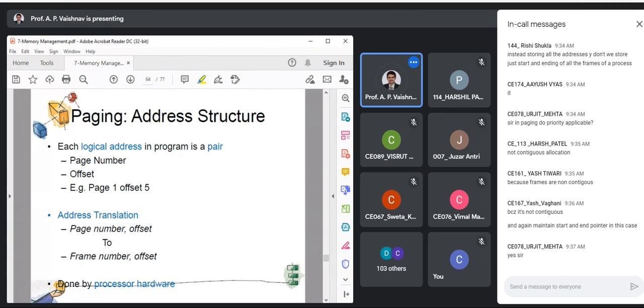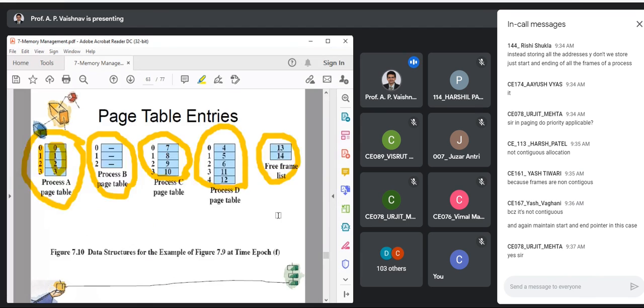Yes, okay. Because it is not contiguous, and again you maintain the start and end pointer. Yes. Sir, can you go back to figure one? Yeah, sure. Figure 1. This one?